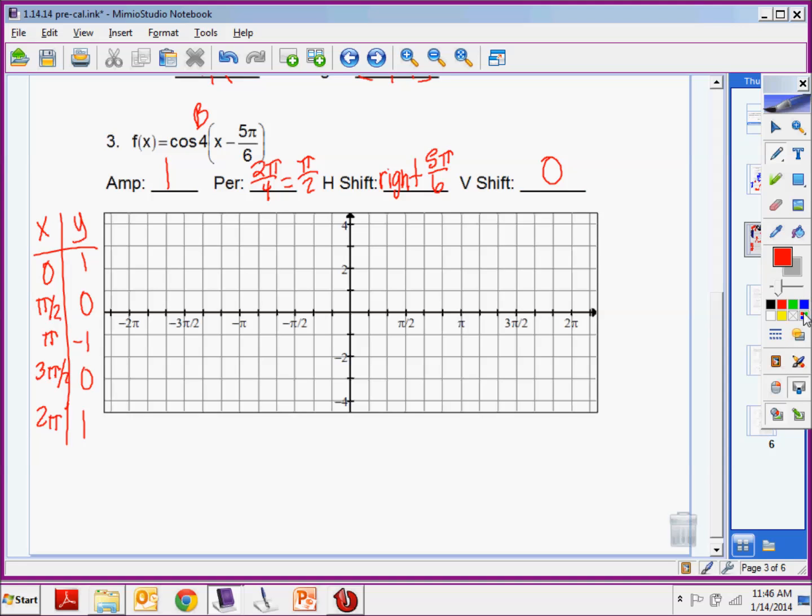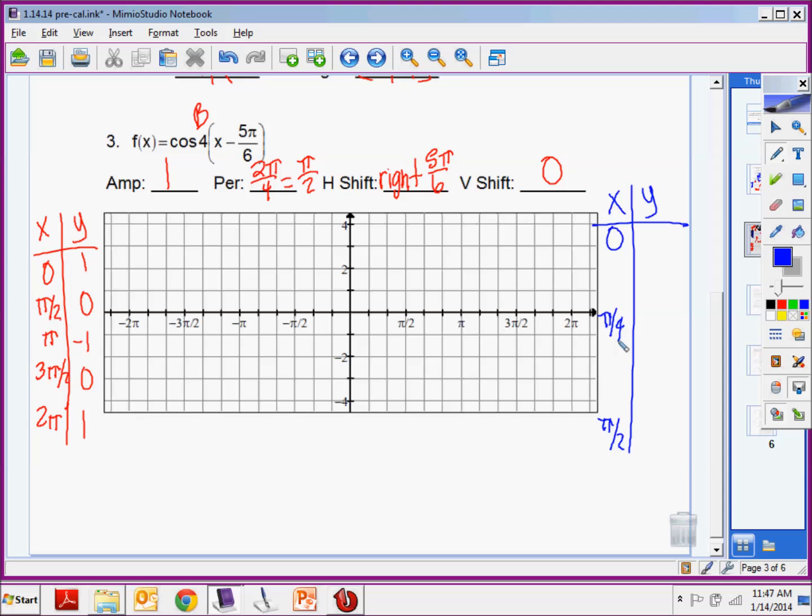Alright, so let's start with our x's. What are we going to do to our x? First things first, our period has changed, right? We went from being 2 pi, and now we're going to compress it to pi over 2, so we're making it shorter. So we're going now from 0 to 2 pi to 0 to pi over 2. So we need to find the halfway mark between 0 and pi over 2. Pi over 4. Yeah, it's a quarter of a pi.